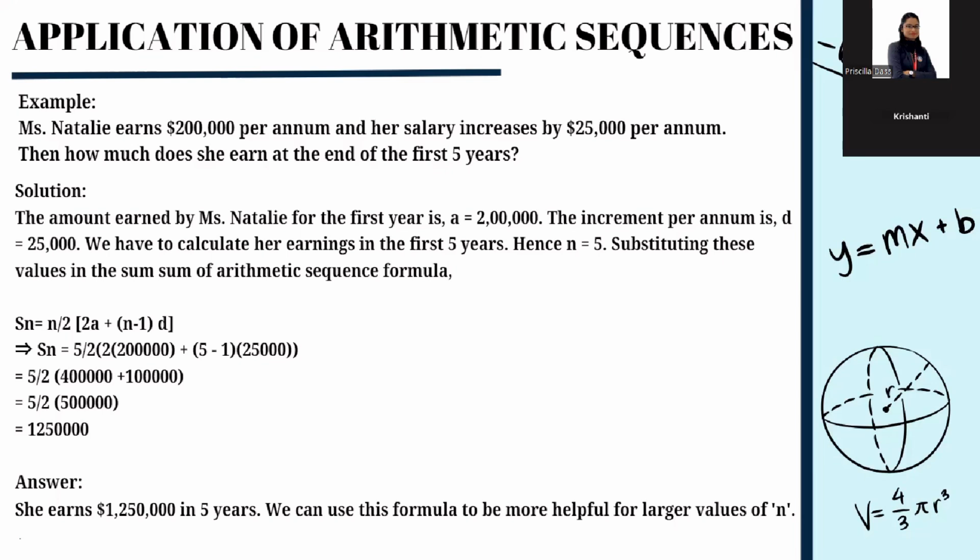So now we have all the information. Let's insert it into the sum of terms formula, which is n divided by 2, times the bracket 2a plus n minus 1 times d. So 5 divided by 2, times 2 times 200,000 plus 5 minus 1 times 25,000. The answer is 1,250,000, so she earns 1,250,000 in 5 years.